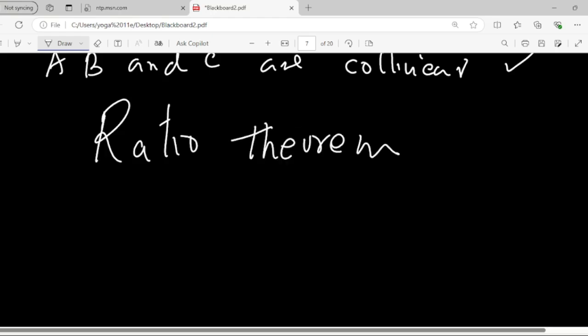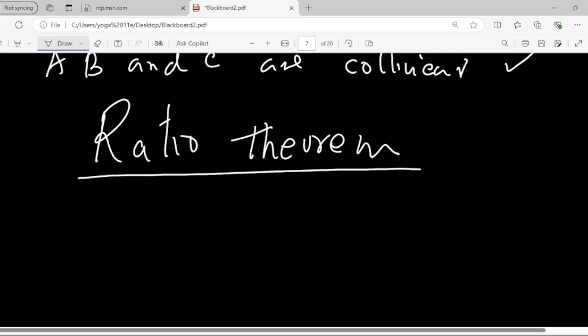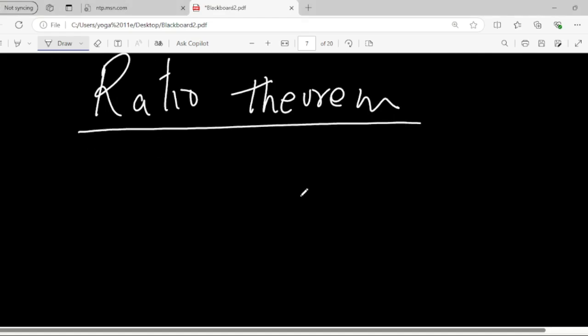Ratio theorem. Very important to know the ratio theorem. It's very, very critical to know the ratio theorem. So I want to sketch a diagram here.